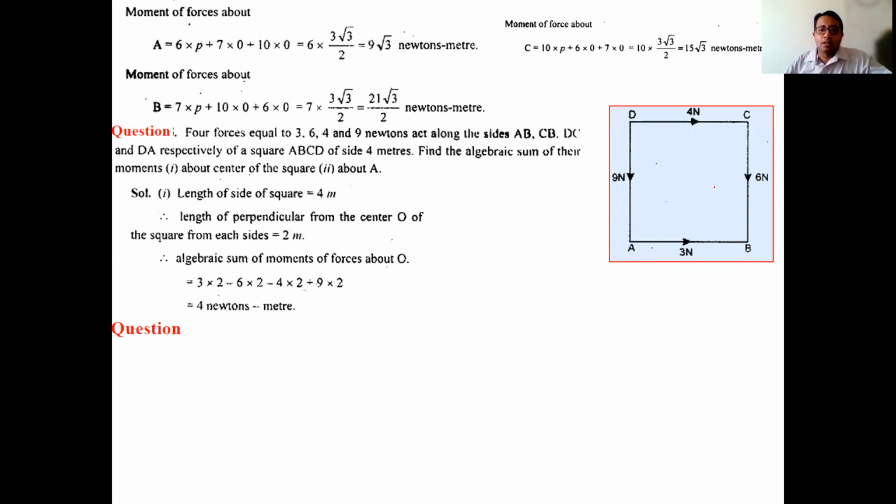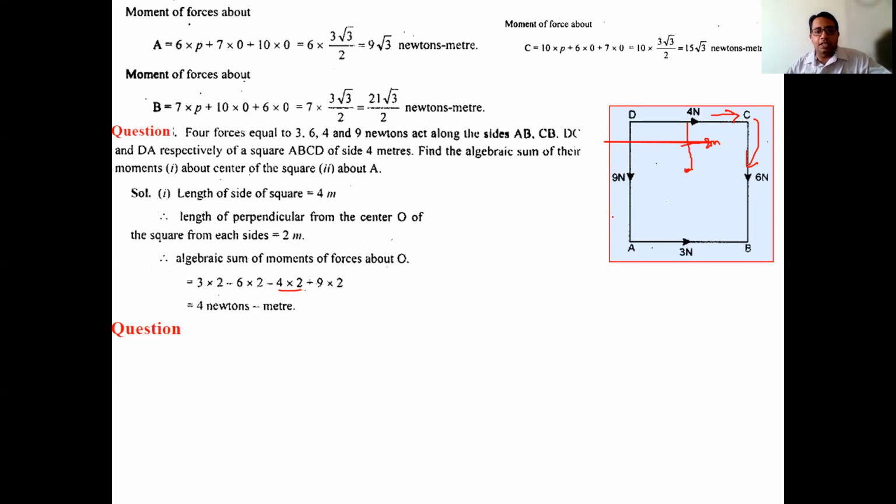Now for 6 newtons, you take this perpendicular distance. If the force is applying on this side, then obviously the body will move like this. You can imagine it practically also. This is the clockwise direction, so that's why a negative sign: minus 6 into 2. Similarly for 4 newtons, this is the center about which we calculate the moment, and this is the 2 meter distance. When we apply this force on this side, the body will move like this. This is also clockwise, that's why minus 4 into 2.